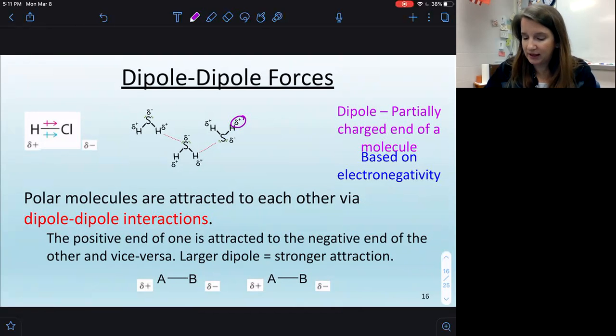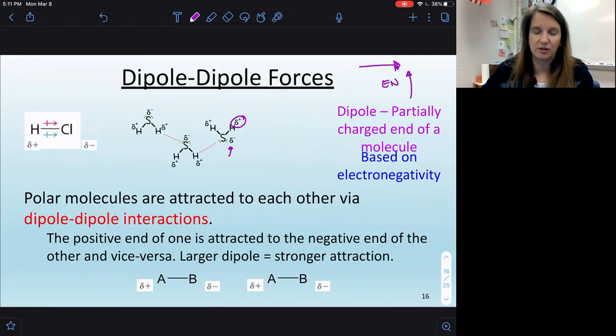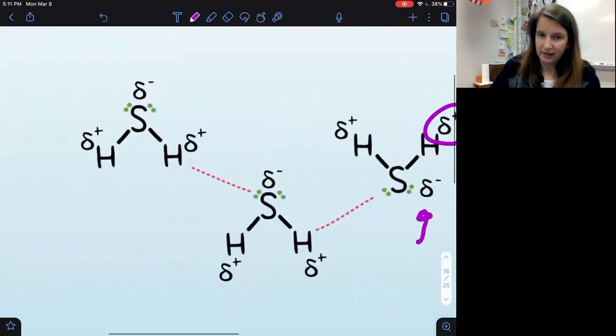The element in the bond that is more electronegative is going to get the negative dipole, the sulfur in this case. The one that is least electronegative is going to get the positive dipole, and that's going to be the hydrogen. Now, we're going to base that electronegativity on the trend that increases up and to the right. Okay, this is our electronegativity trend, like we talked about. Now in this picture here, let me just zoom in for a second.